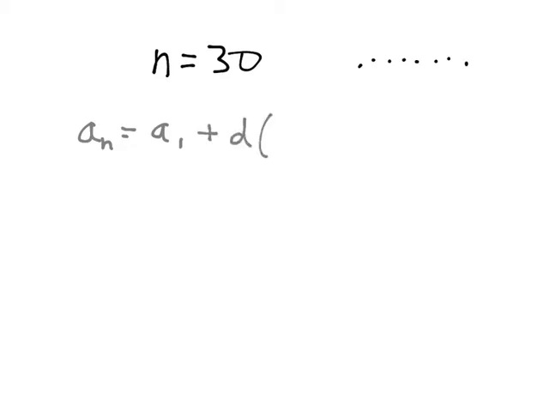But there are easier ways of going about this. What if there's the case where n was a big number, like 30? You don't want to have to write it all the way out until you get to the 30th term. For this reason, there's an easier way of calculating the nth term, and it can be written as a sub n is equal to the first term plus the difference times n minus 1. We can use this to answer the question from the previous slide.